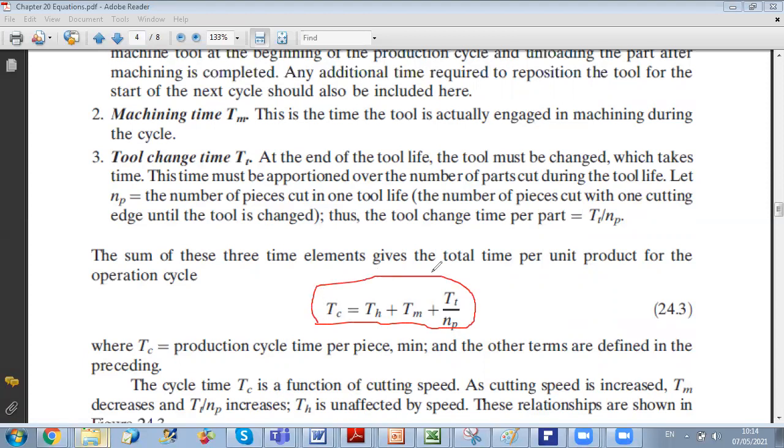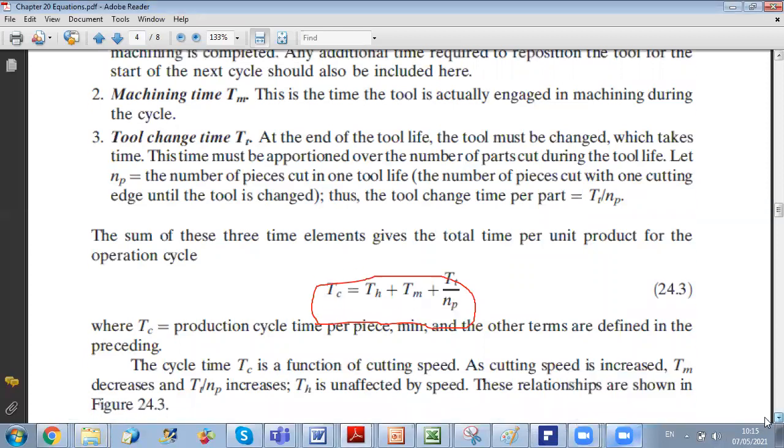Now, in order to minimize it, we should find the functions. What are TH, TM, TT as functions of our variable? The main variable here is the cutting speed. So we will start first with the handling time.